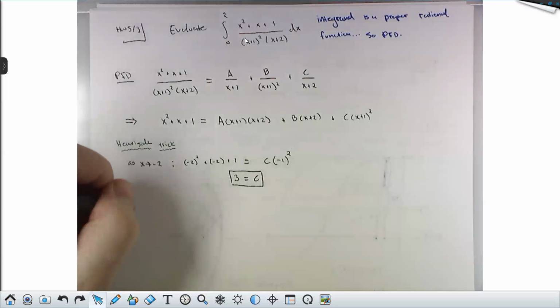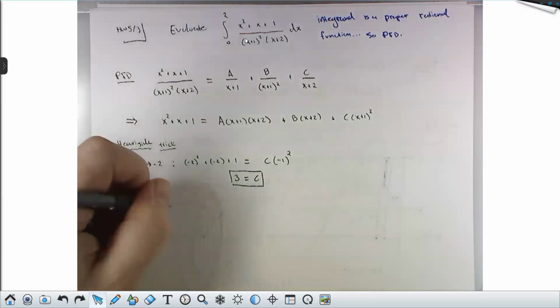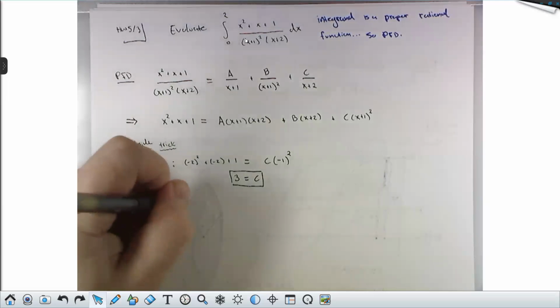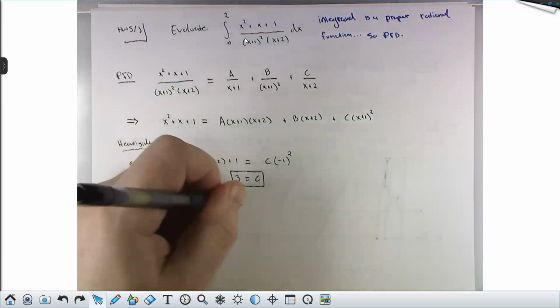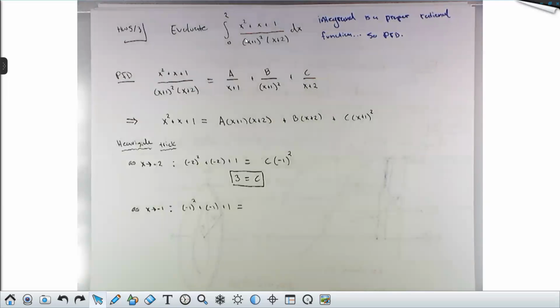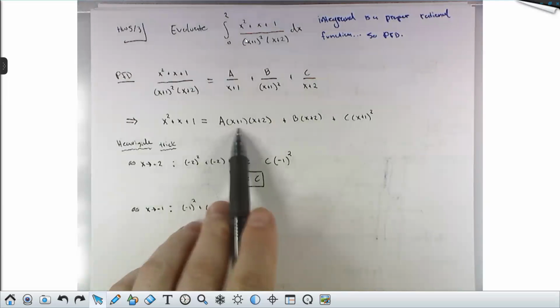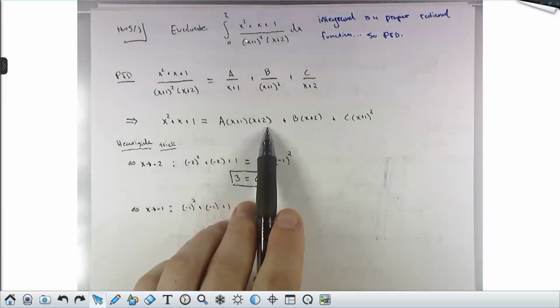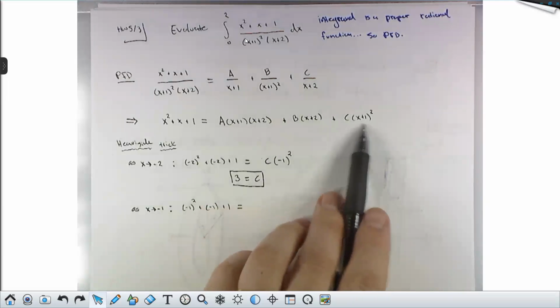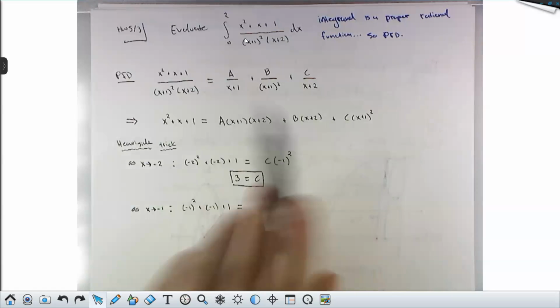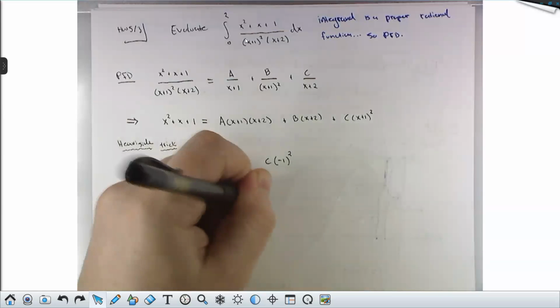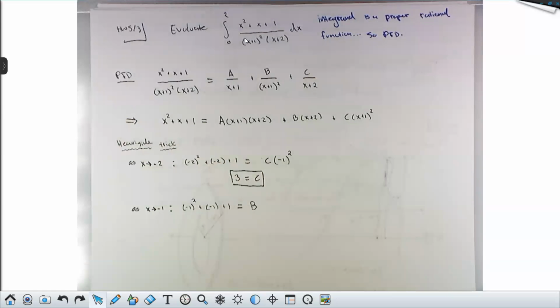The other value we need to look at for the Heaviside trick is -1. We must send x to -1. So there I'll have on my left-hand side -1 squared plus -1 plus 1 equals. And now all the terms on the right that have an x plus 1 will disappear. So this term, this is going to be 0, so this whole thing goes away. This piece is going to be 0, so this whole thing goes away. And -1 plus 2 is +1, so my right-hand side here is just B times +1, which is very nice.